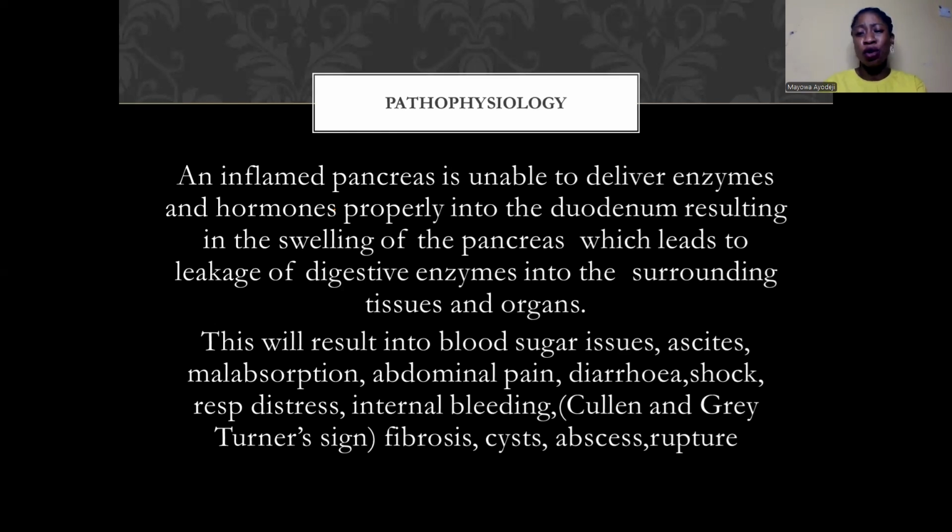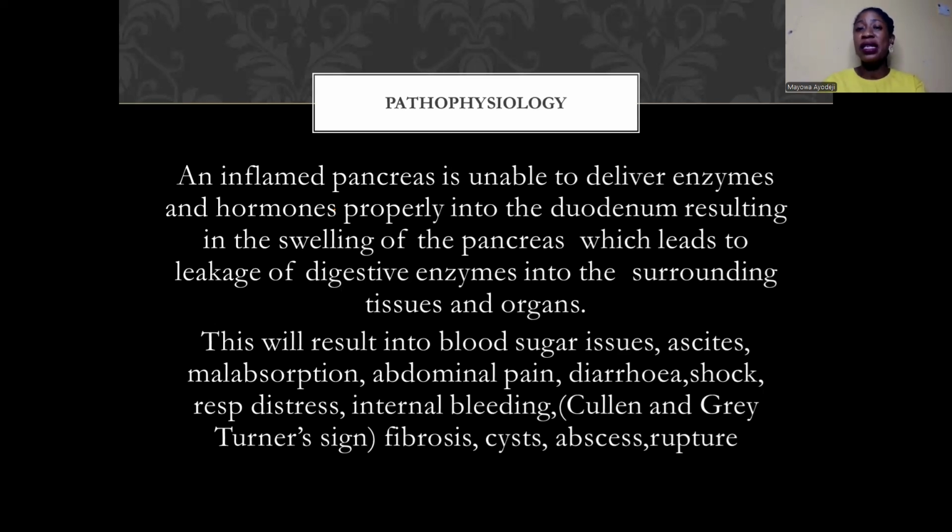So it can lead to accumulation of fluid within the peritoneal cavity. There will be malabsorption for sure, because the digestive enzyme that is supposed to help in the breaking down of food is not available. So how will the patient get nutrients? Then another thing is abdominal pain. There is inflammation, so definitely there will be what? Abdominal pain. Patients can have diarrhea.